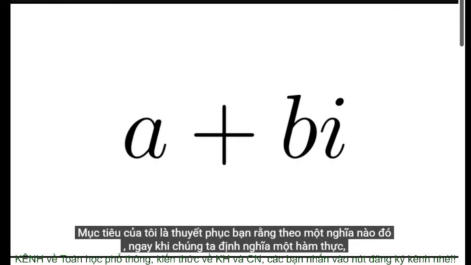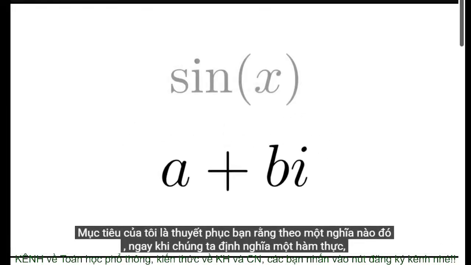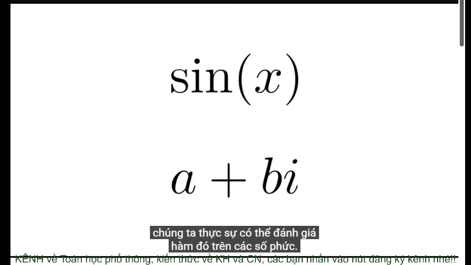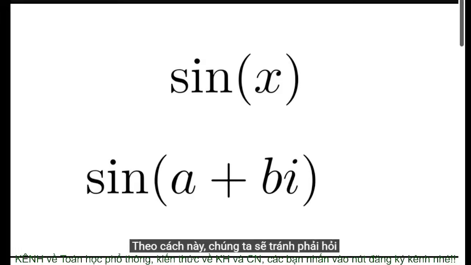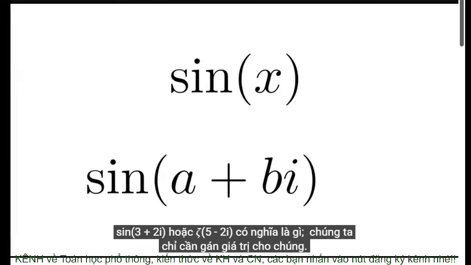My goal is to convince you that in a certain sense, as soon as we define a real function, we can actually already evaluate that function on the complex numbers as well. In this way, we're going to avoid having to ask what sine of 3 plus 2i or zeta of 5 minus 2i mean. We'll simply be able to assign values to them.